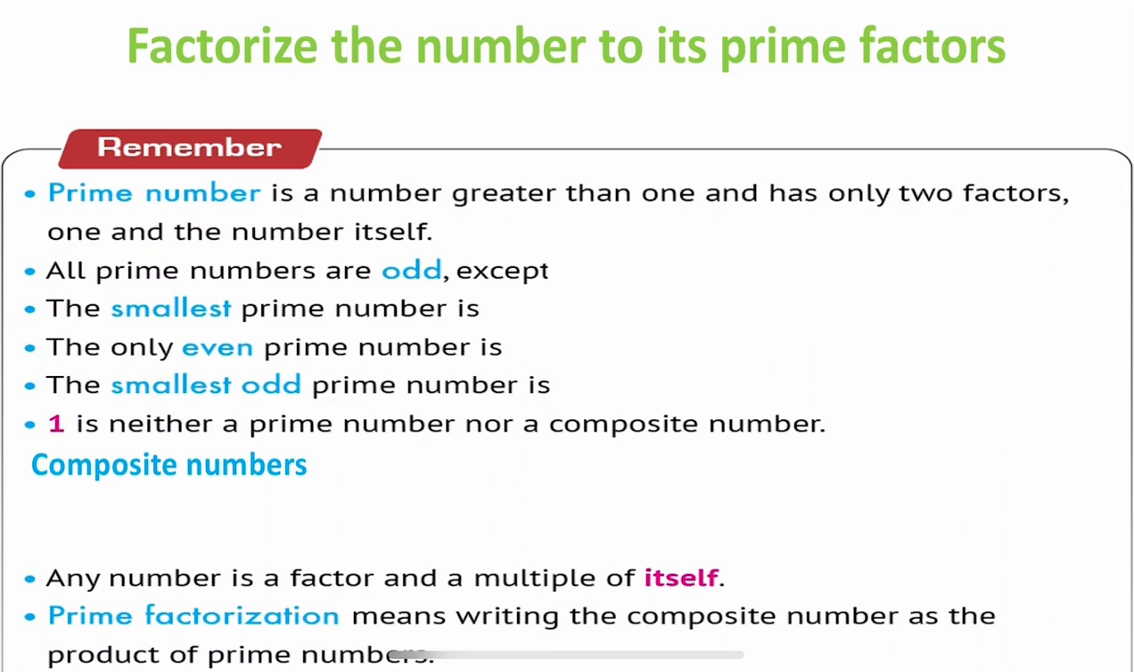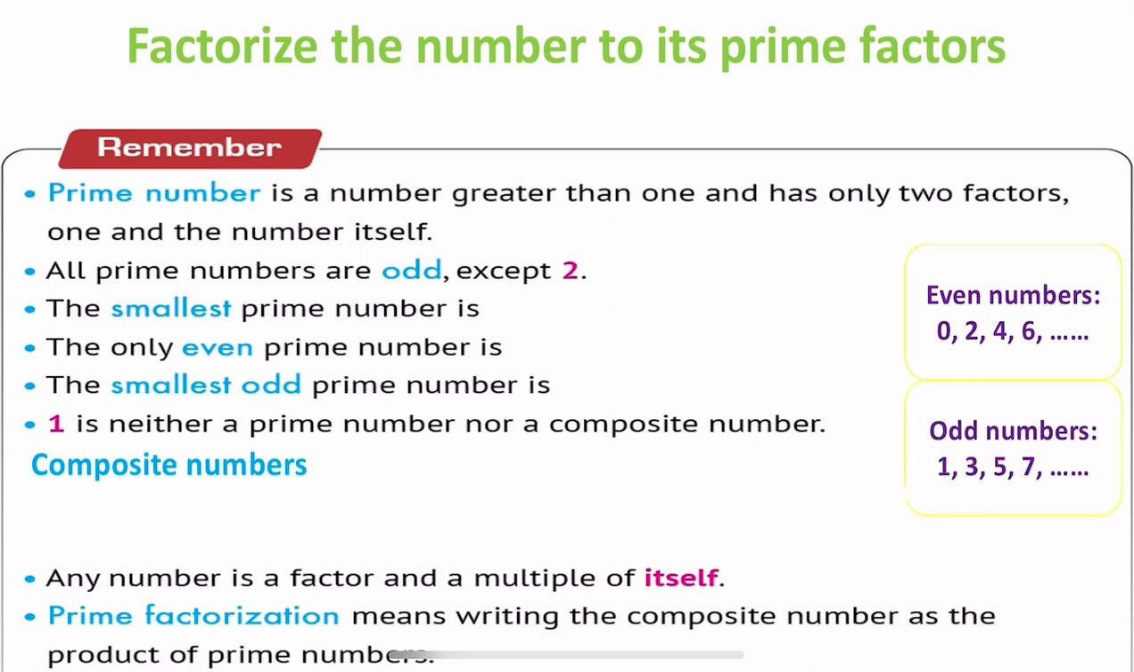All the prime numbers are odd except the number 2, because 2 is even number, so 2 is the only even prime number. If you remember, we have group of even numbers like 0, 2, 4, 6, and so on. They are all numbers divisible by 2. And odd numbers like 1, 3, 5, 7, 9, and so on. So all prime numbers are odd except the number 2.